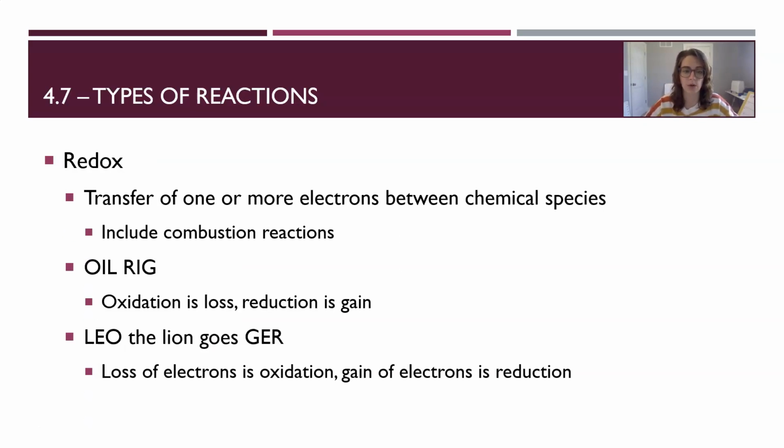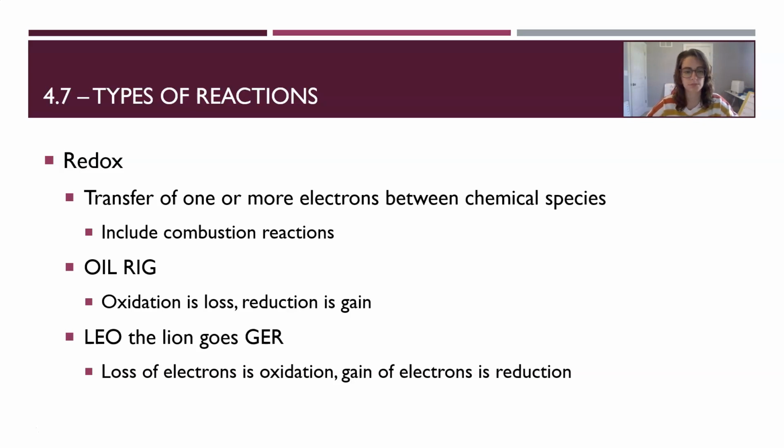And then finally, we have our redox reactions. Where acid-base involves transferring one or more protons or hydrogens, redox reactions involve transferring one or more electrons between chemical species. These also include combustion reactions. There are 2 different ways to identify whether something is going through oxidation or reduction, and both involve memory devices. You can remember it as OIL RIG, where oxidation is loss of electrons and reduction is gain of electrons. So OIL, oxidation is loss, RIG, reduction is gain.